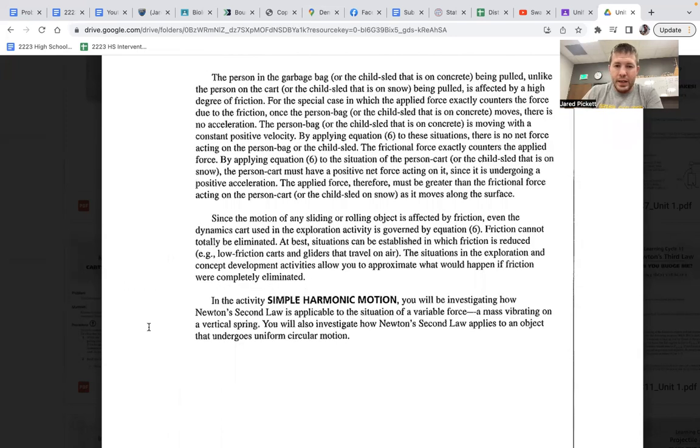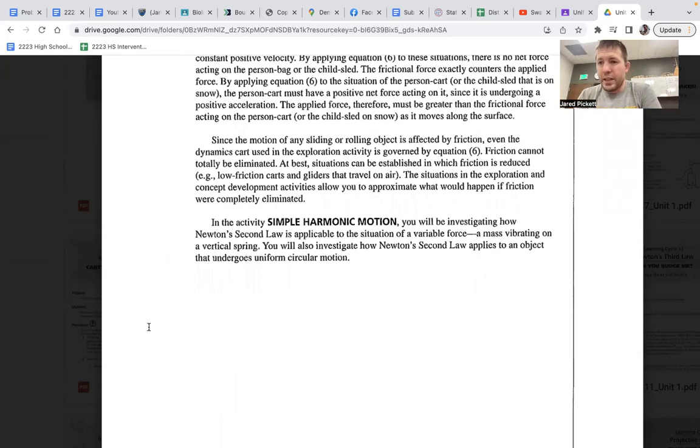In our next lab, called simple harmonic motion, instead of a force you're trying to keep consistent, you're going to talk about what happens when you have a force that is constantly changing, like a spring. It says a mass vibrating on a vertical spring. You might have a slinky, attach a mass to it, and it's just going to oscillate up and down.